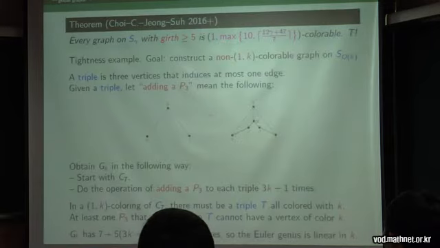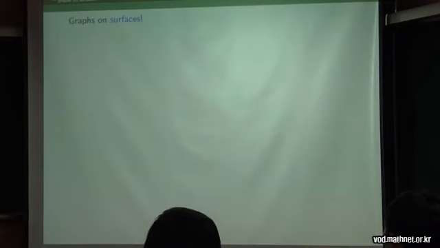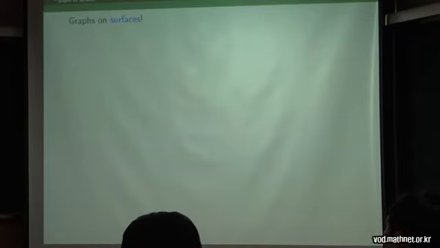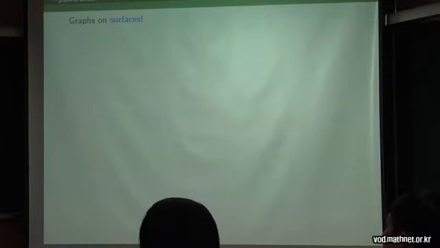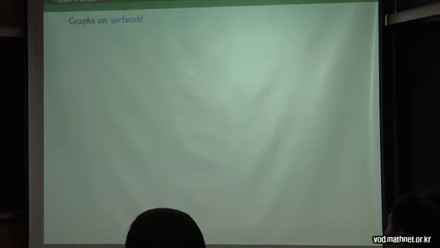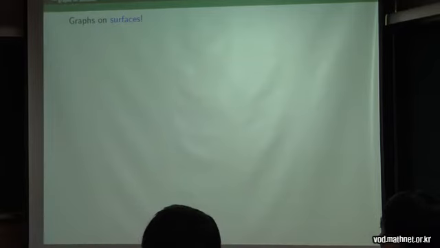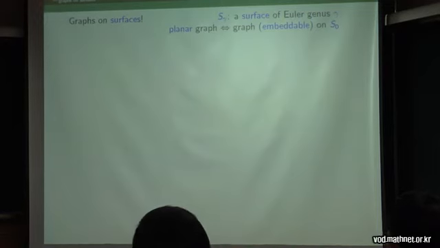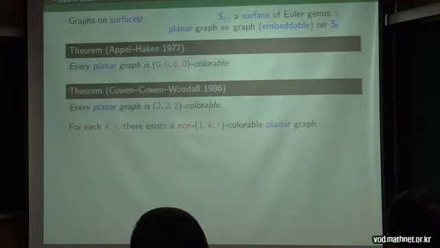So after this, I was invited to come to France, and I met Louis Esperet, and he was also interested in this problem, and he likes graphs on surfaces. So we worked on this topic for graphs on surfaces, right? So not planar graphs, but any graph that's embeddable on some surface of Euler genus gamma. And just in case you forgot, this is a notation I'll use.